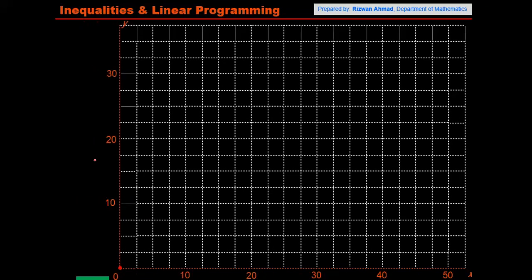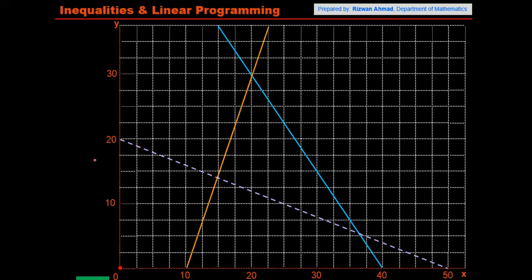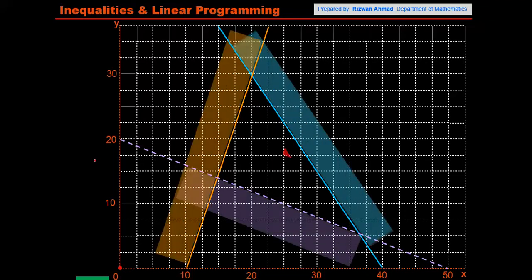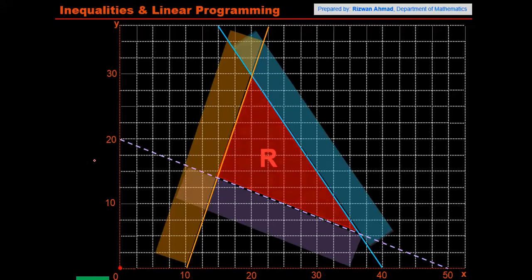Similarly, if we have this broken line, and we have this dark line, so we have to write down the three inequalities which are satisfying this region R.